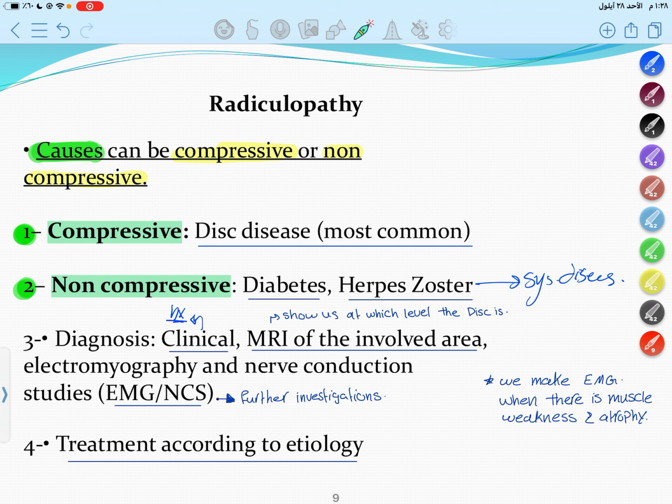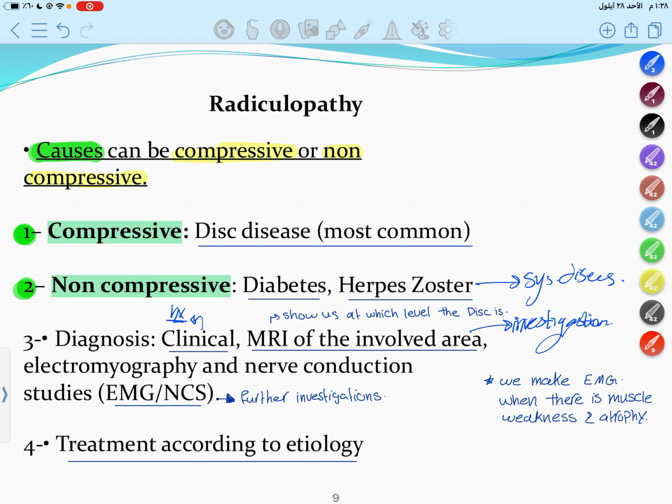Now, we need investigation. We need an MRI of the involved area to decide at which disc level it is involved. The disc herniation could be between the lumbar areas, the sacral area, or the cervical area, at which level of the cervical area. So we need MRI for diagnostic purposes and for further management if you think of surgical intervention.